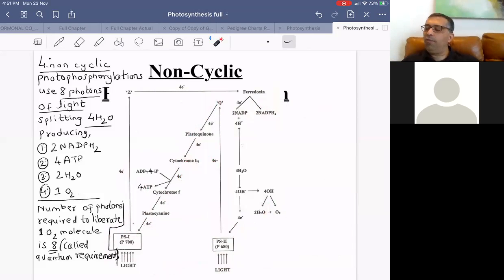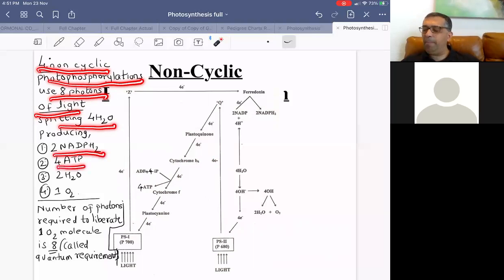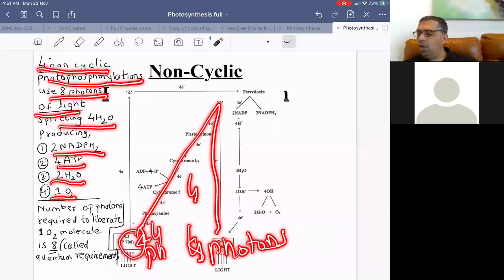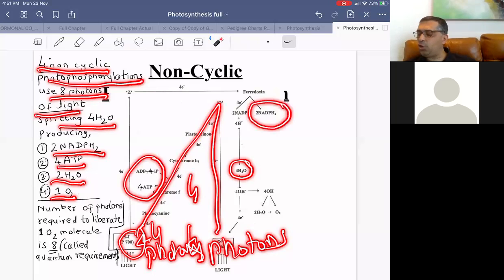I'll show you in words. 4 non-cyclic photophosphorylations use 8 photons of light, splitting 4 water molecules, producing 2 NADPH2, 4 ATP, 2 H2O and 1 O2. 4 non-cyclic processes use 4 photons plus 4 photons, 8 photons, and 4 photolysis of water to produce 4 ATP, 2 NADPH2, 2 H2O and liberate 1 oxygen molecule.